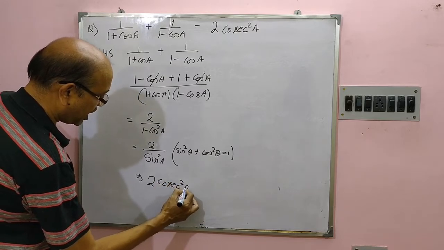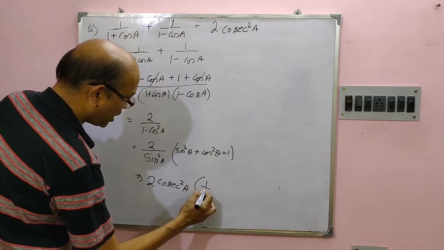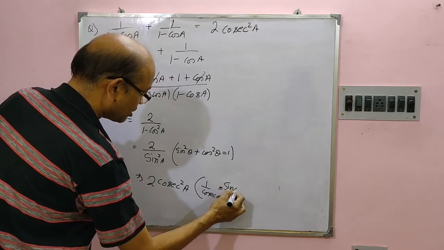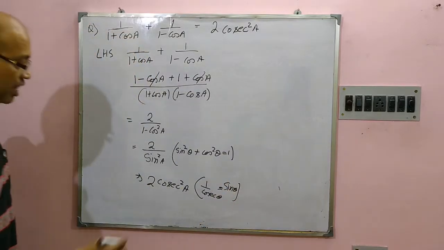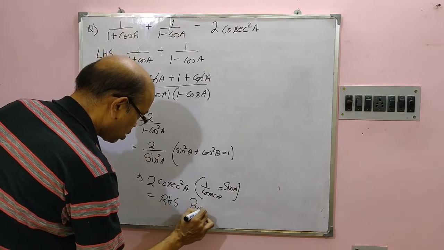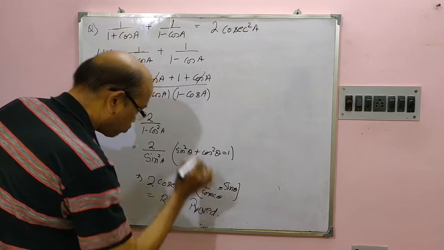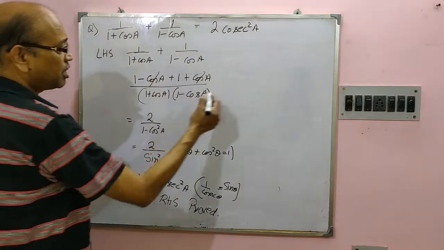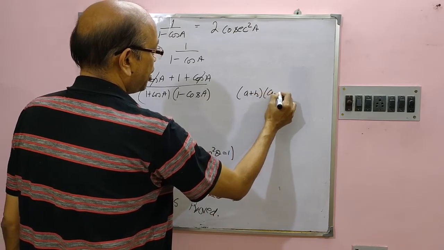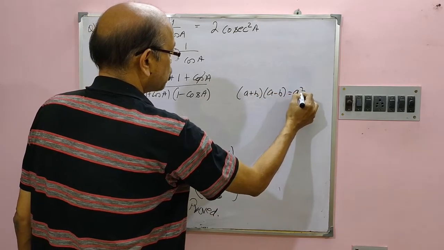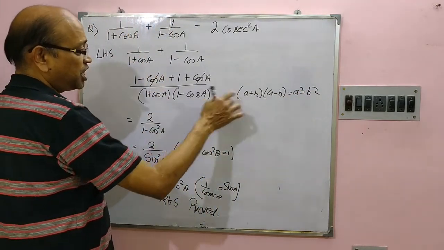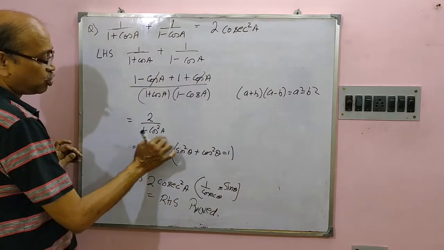Then again we know this is equal to 2 cosecant square A, as 1 by sine theta is cosecant theta, the reciprocal. Clear? And this is equal to your RHS, hence proved. Here I have used the formula A plus B into A minus B is equal to A square minus B square, which is 1 minus cos square A.